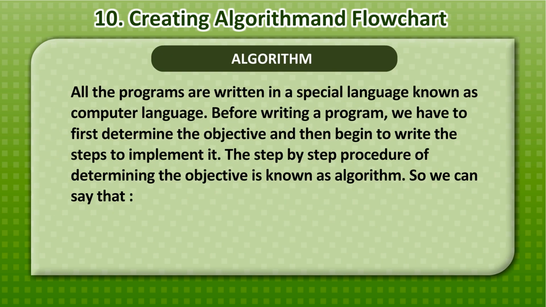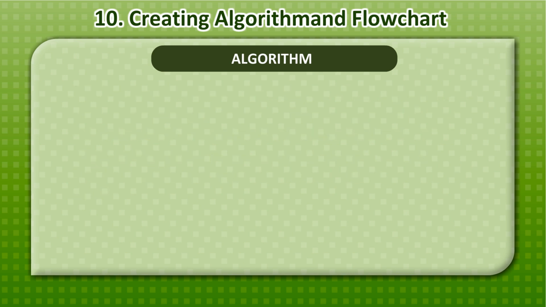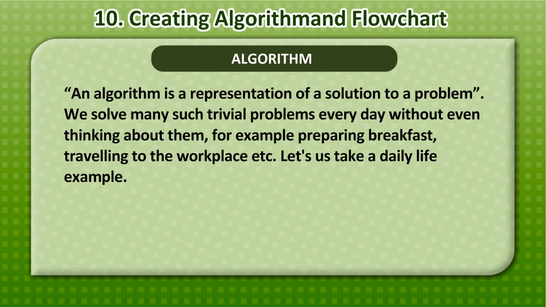Algorithm. All the programs are written in a special language known as computer language. Before writing a program, we have to first determine the objective and then begin to write the steps to implement it. The step-by-step procedure of determining the objective is known as an algorithm. So we can say that an algorithm is a representation of a solution to a problem.